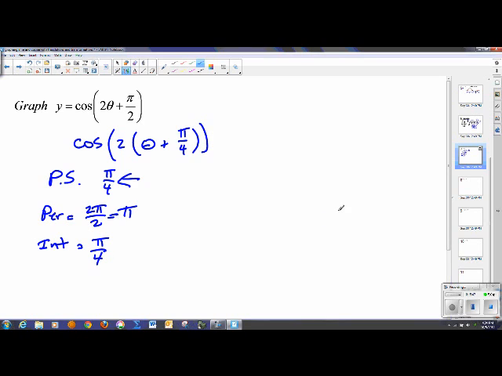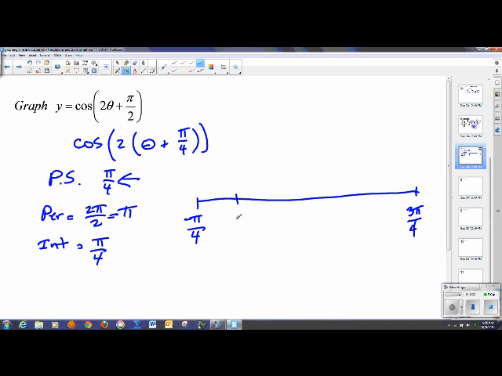So notice, I have a phase shift of pi over 4 to the left. So I'm going to start at negative pi over 4, because that's a phase shift from 0 of pi over 4 to the left. Then I know I have a period of pi. If I add pi to negative pi over 4, I end up at 3 pi over 4. So that says a whole cosine graph is going to happen from negative pi over 4 to 3 pi over 4. And then I'm going to label my intervals by pi over 4.